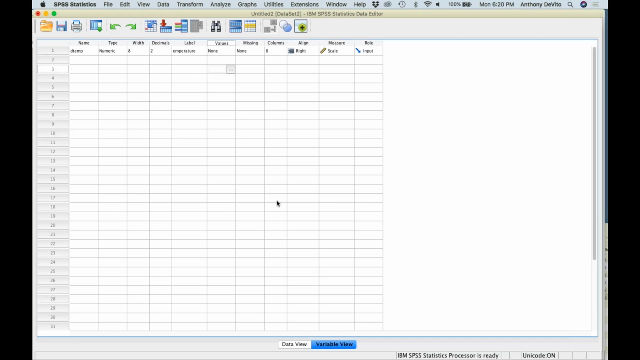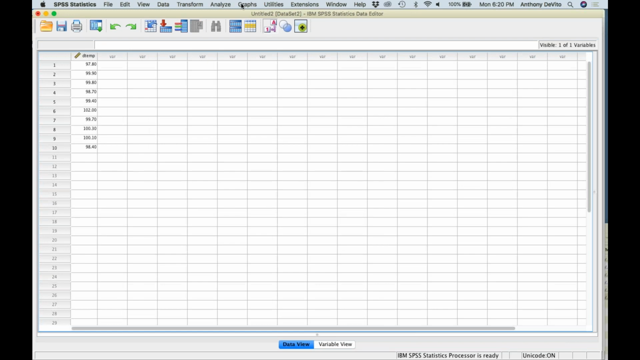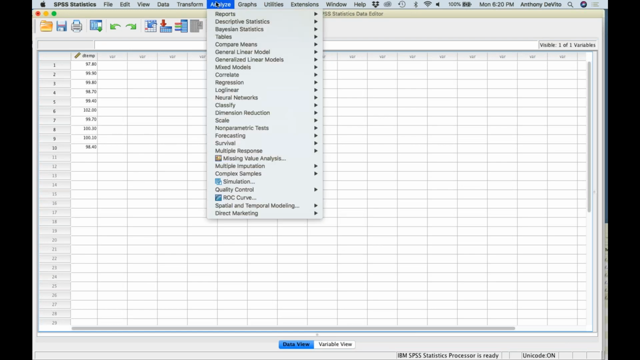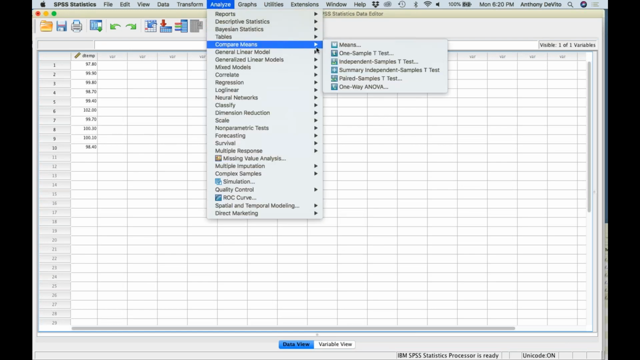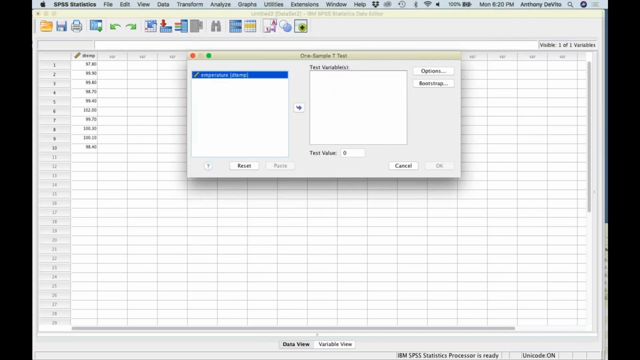Okay, so we can clean things up a little bit there. I'm going to go back to the data view. I'm going to go to Analyze, Compare Means, except this time only a single sample was taken, right? So it's a one sample t-test. The only thing I've taken a sample of is the temperatures, the temperatures of the donors, dtemp, right? And what am I comparing it to? I'm comparing it to the test value of 98.6, the general population, the other group where I know the population.